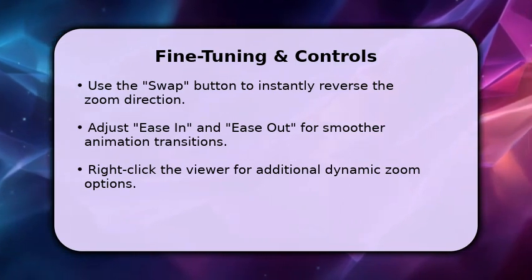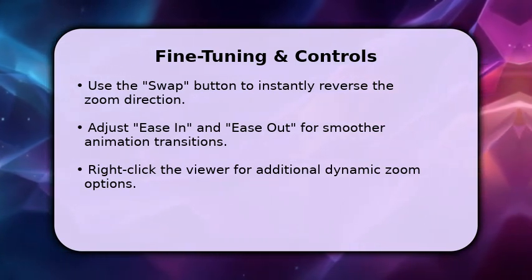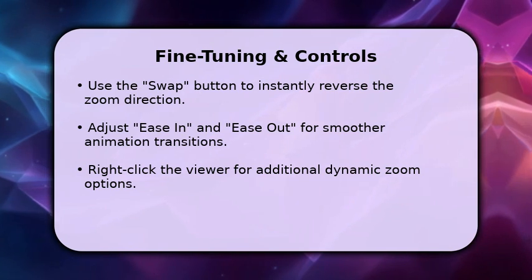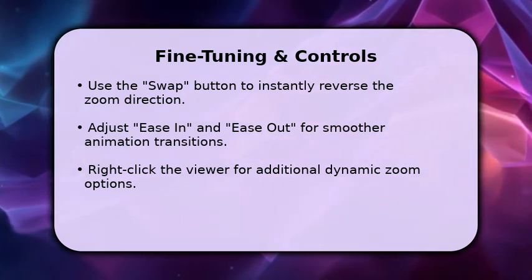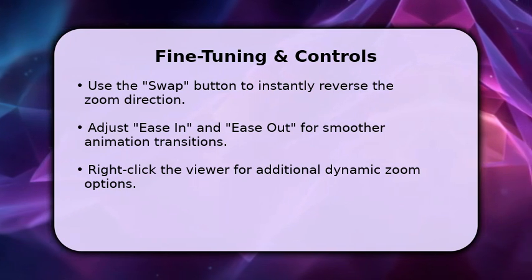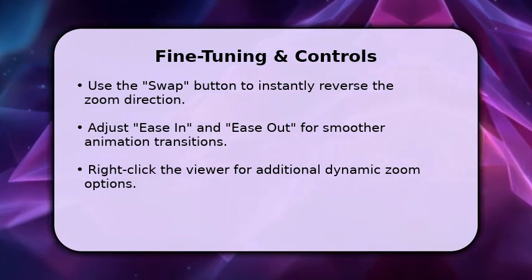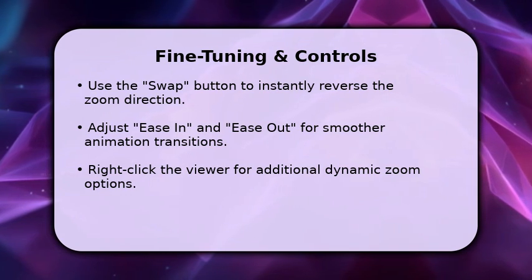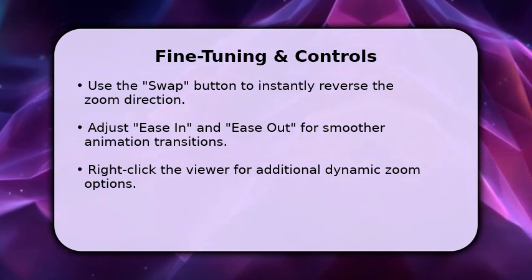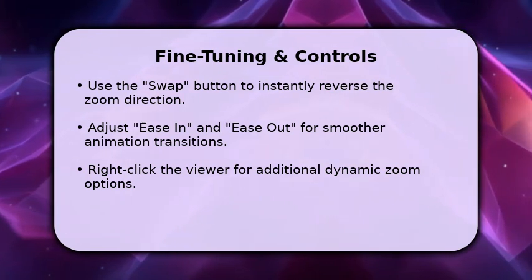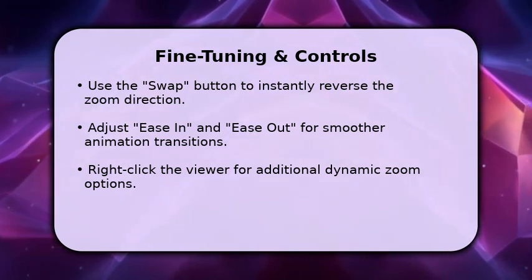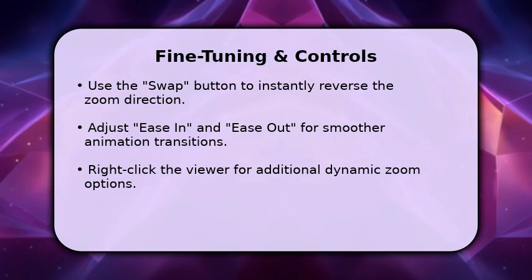The Swap button is incredibly useful. With a single click, it instantly reverses the direction of your zoom, turning a push-in into a push-out, or vice versa. You can also fine-tune the animation's smoothness by adjusting the ease in and ease out parameters. For more advanced settings and presets, simply right-click directly on the viewer while Dynamic Zoom is active. This reveals a context menu with several helpful choices.